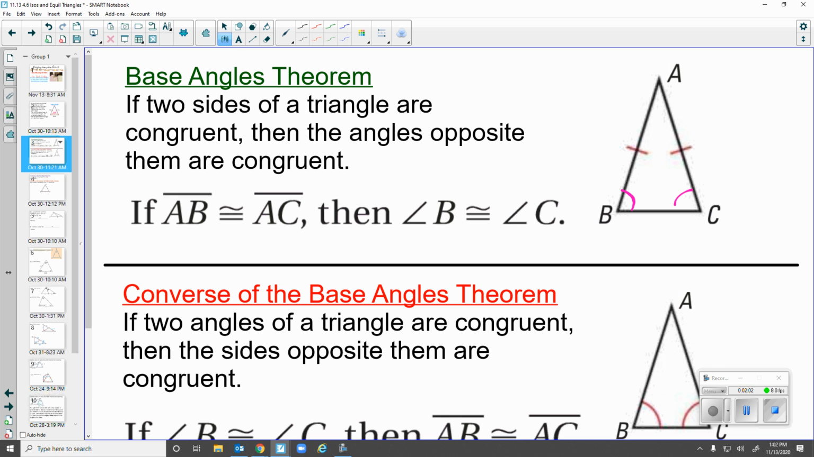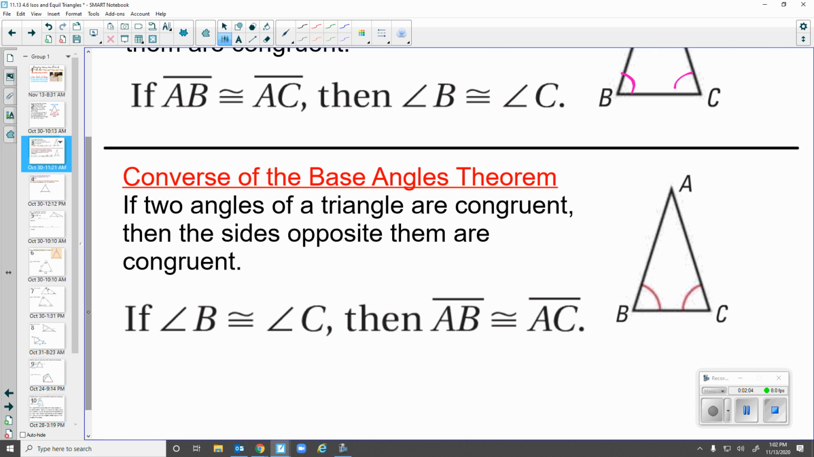The converse goes the other way. The converse starts with the angles themselves, and then you get to state that the legs are congruent. So just know that the regular one starts with the legs and goes to the angles, and the converse goes from the angles to the legs.